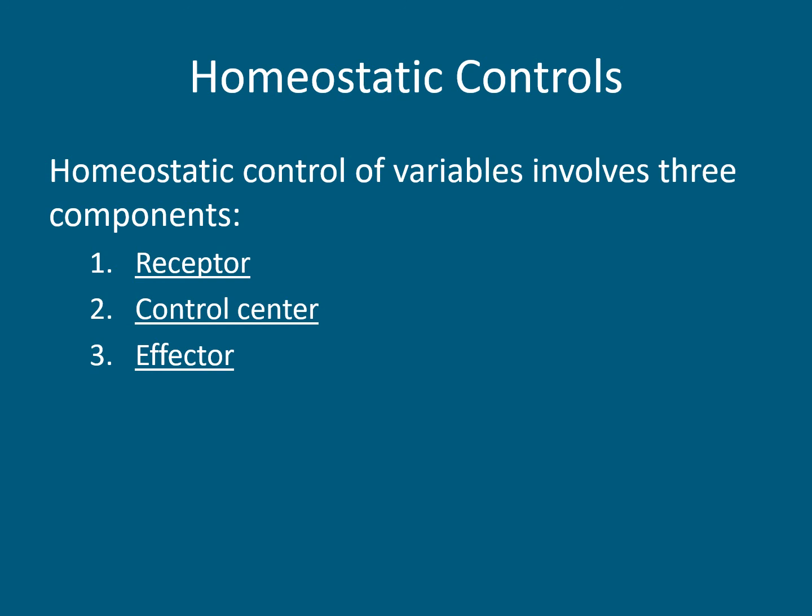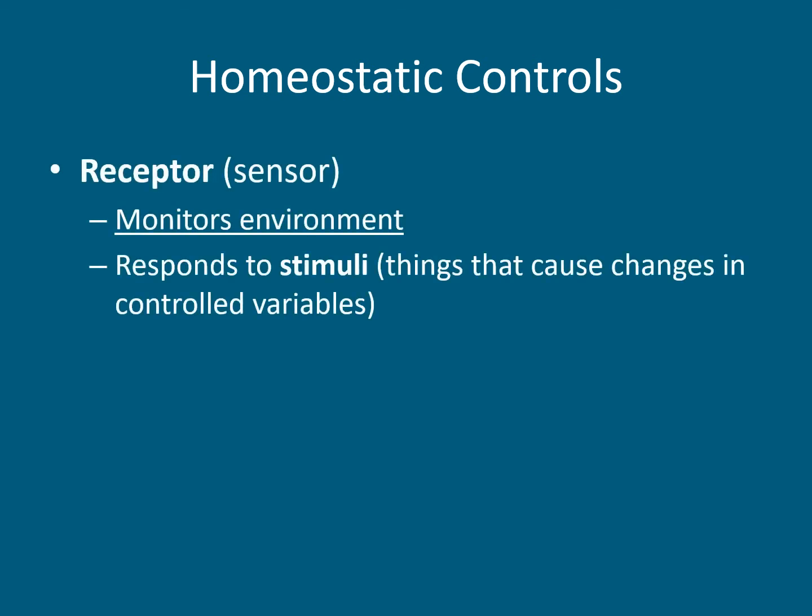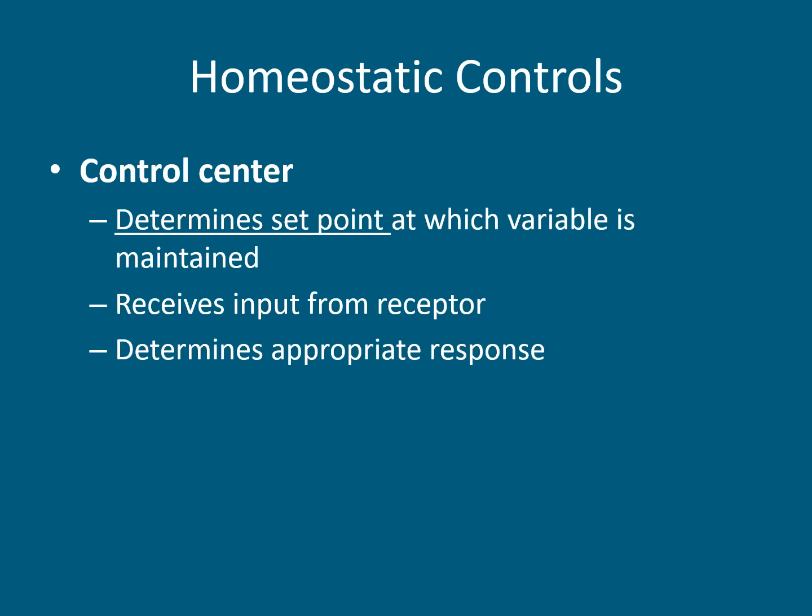Well, there's going to be three different components. There's a receptor, there's a control center, and an effector. So the receptor is going to be monitoring the environment. Think of it as a sensor, and it's going to respond to the stimulus. Whatever that change is, that's going to be the stimulus. So that activates the sensory receptor, who then activates the control center.